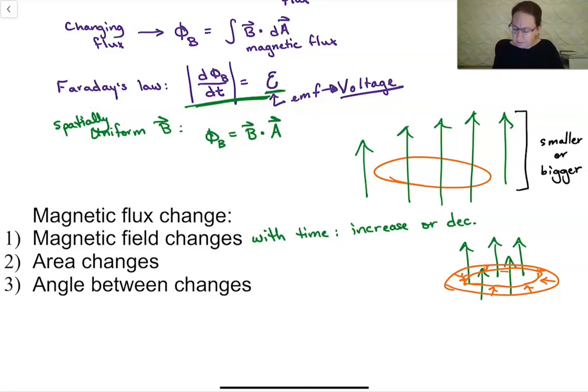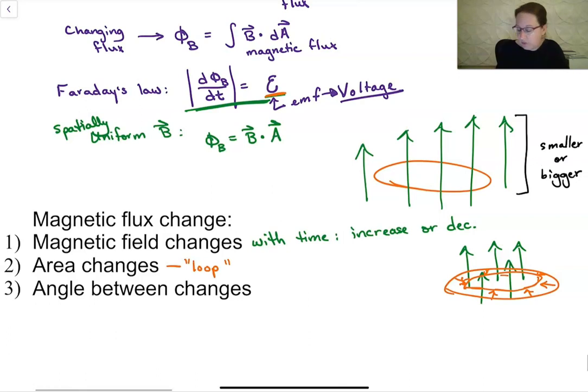So that could happen, or it could get bigger. Heat it up, it gets bigger. So that would be the loop, whatever loop you're looking at, to look for this change in voltage and then have a current, if it's a conductor, gets bigger or smaller. So the loop doesn't have to be round, it can be square. Or the angle between them changes.